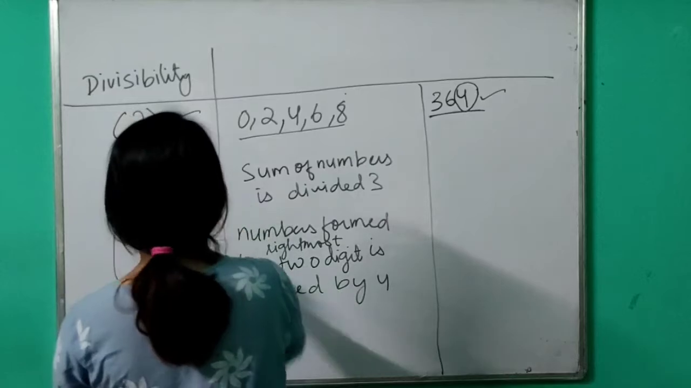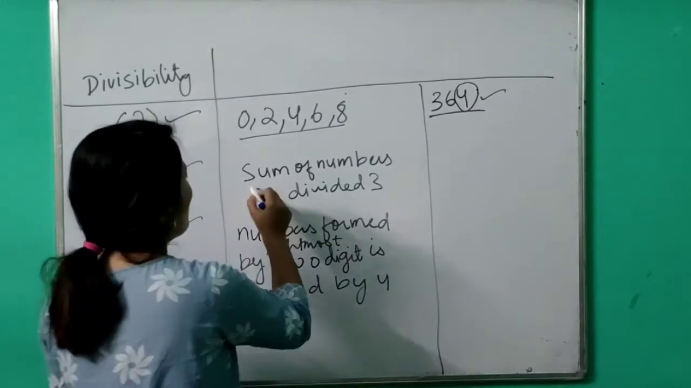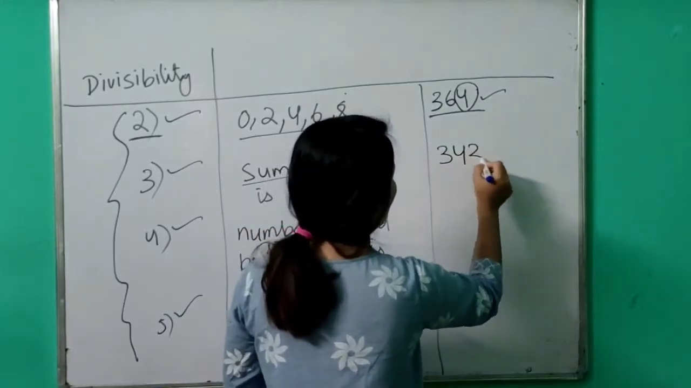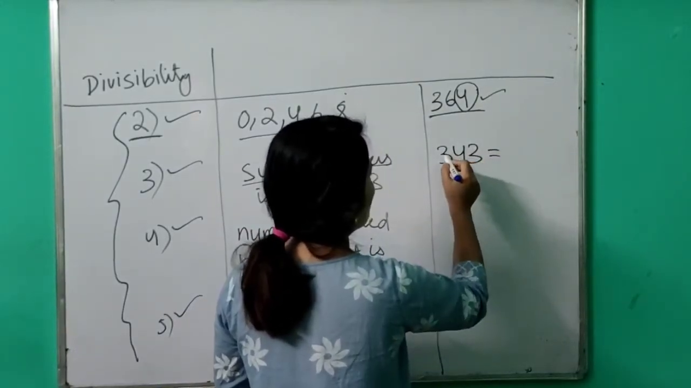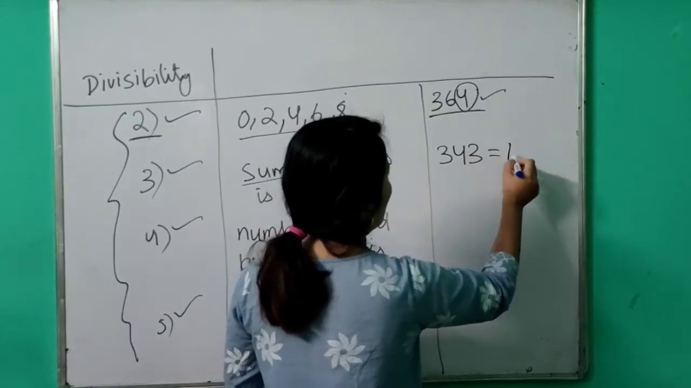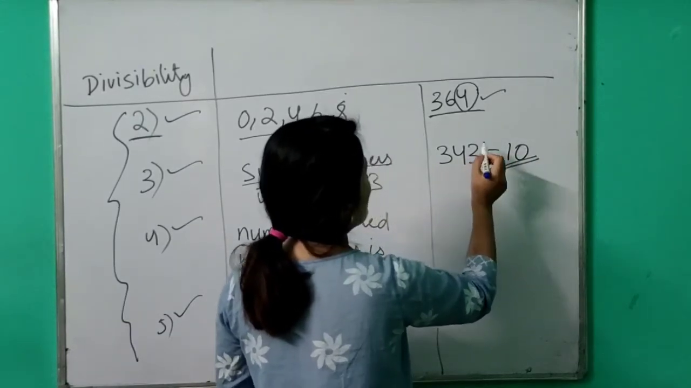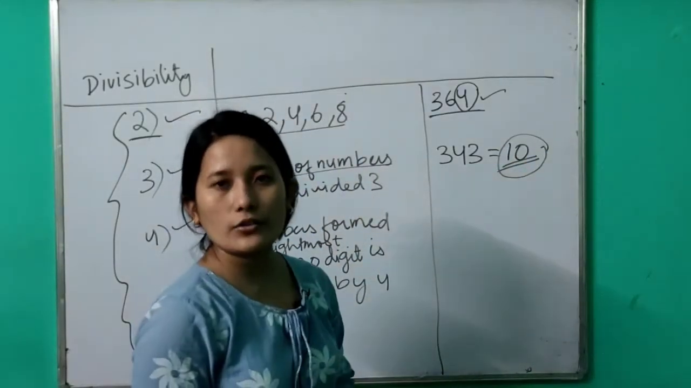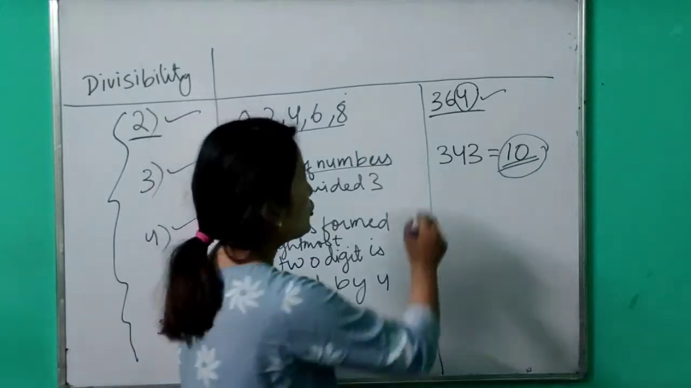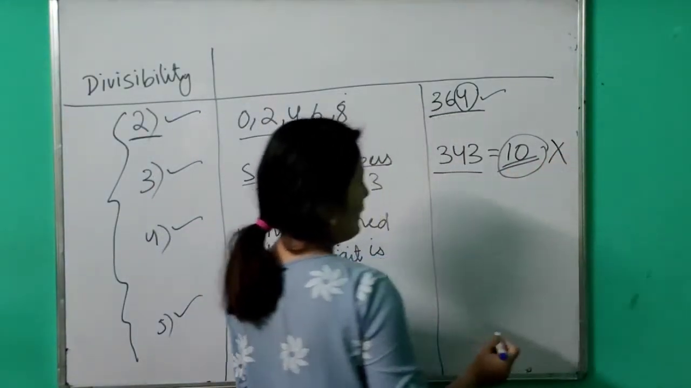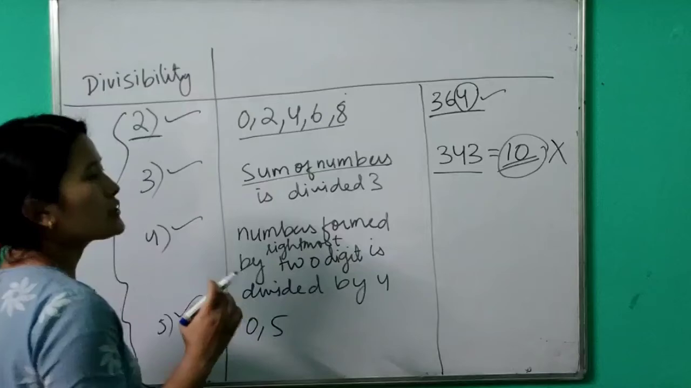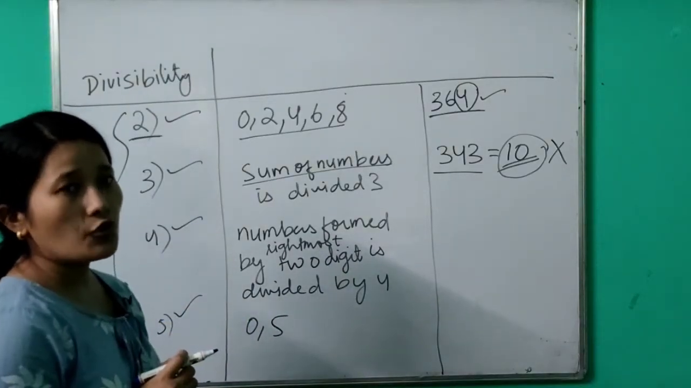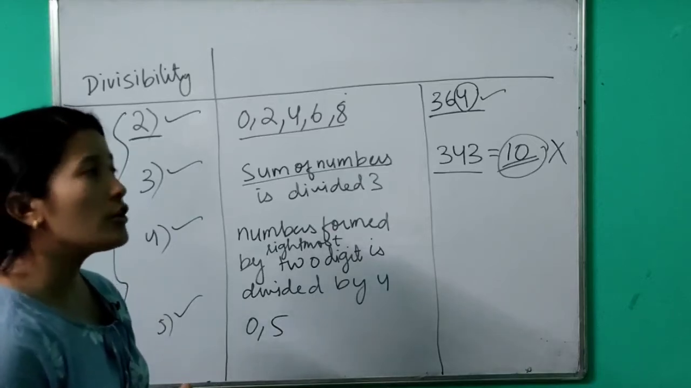Okay, and another one, 3. What you have to do is find the sum of the digits. For example, if it's given 343, find the sum of the digits: 3 plus 4 plus 3. So the sum of the digits is 10. Is 10 divided by 3 completely? No. So 343 will also not be divided by 3. So you have to first find the sum of the digits and see whether that sum you got is completely divided by 3 or not.